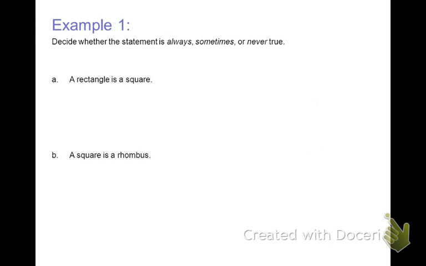When you think through an always, sometimes, or never statement, what you want to ask yourself is, could I draw a figure that fits this description? And also, could I draw a figure that does not fit this description? If you can do both, then it is sometimes true, but not always. But if you can do one or the other, then it's always or never. So for an example, I'm asking you, is it always, sometimes, or never true that a rectangle is a square? Can you draw a rectangle that is a square? Can you guys do that? I think I could. Let me try. Hold on.